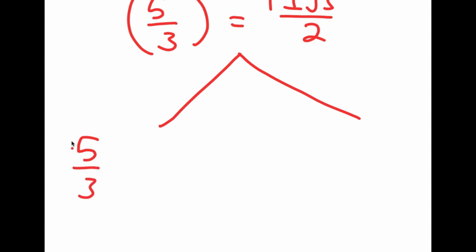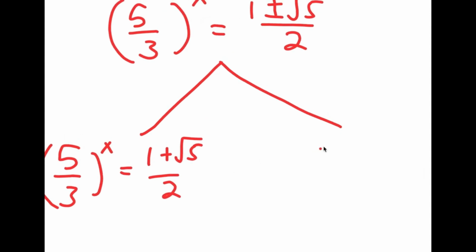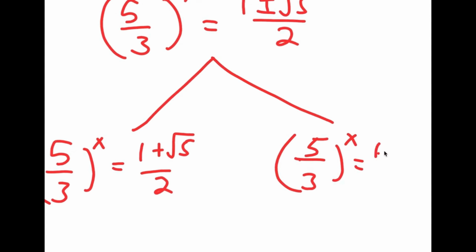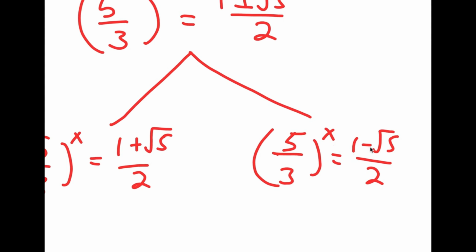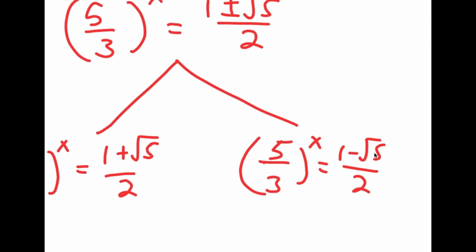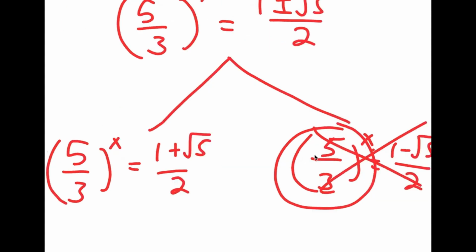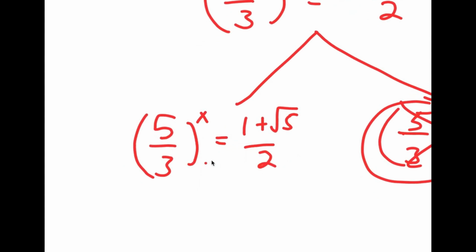I have 5 over 3 to the power of x is equal to 1 plus the square root of 5 over 2, and 5 over 3 to the power of x is equal to 1 minus the square root of 5 over 2. So 5 over 3 to the power of x equals 1 minus the square root of 5 over 2. Well, 1 minus the square root of 5, that's going to be a negative number. And a negative number divided by 2 is still a negative number. And notice how we have a positive number to the power of another number here. And you can't take the power of a positive number and make it equal to negative, so there's no solution for this.